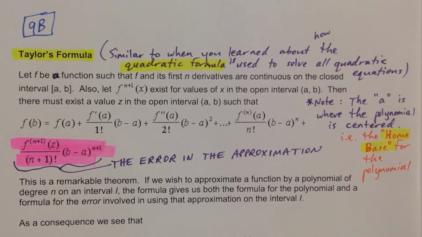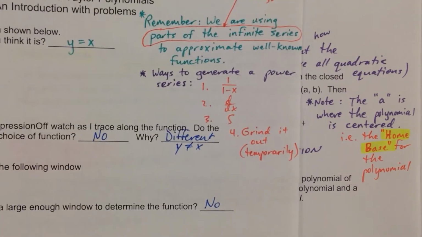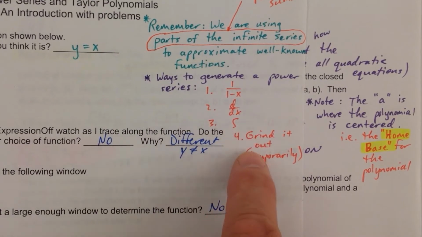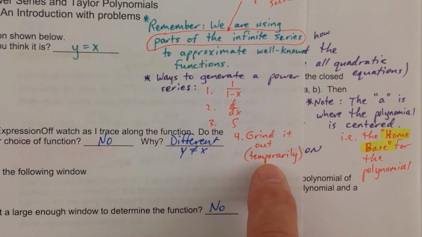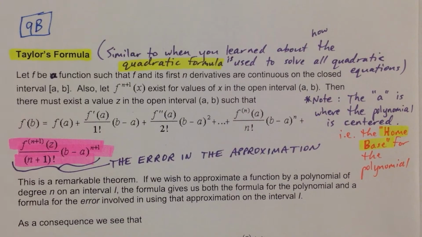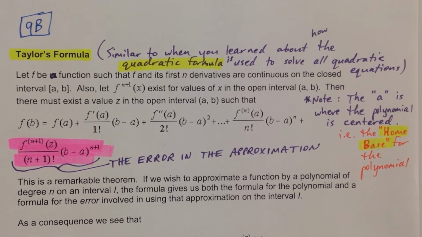Well, similar to how we've generated series, if you can remember, based on using the template 1 over 1 minus x, we've used differentiating both sides of an equation, which would involve one common function on one side and the series on the other side. So differentiating both sides, integrating both sides, and the most recent lesson was grind it out, and again, that was temporary, and that's what we did. We ground it out. But now we have a formula, and again we call it Taylor's formula. Okay, so let's take a look.